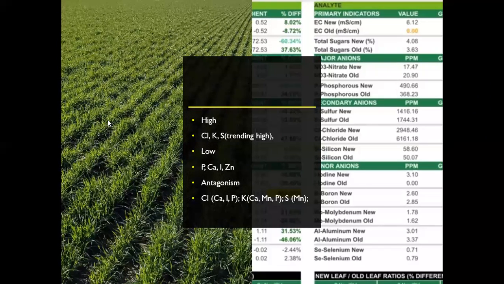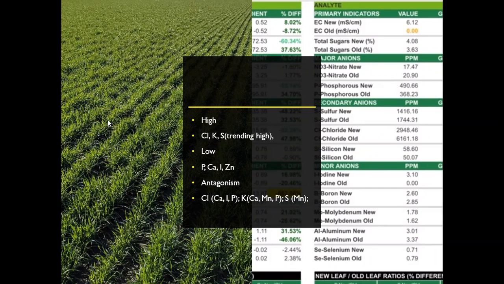But what we see as we go deeper into this leaf extract analysis is, because of the high chloride, well, not because of, but we also are expressing low phosphorus, calcium, iodine, and zinc. And when we talk about the antagonism of the chloride, we block calcium, iodine, and phosphorus. So there's a direct correlation of an excess in a plant, which is causing a deficiency, or at least making it harder for that plant to get what it really wants. And Steve just talked about how important phosphorus and calcium are to the plant.